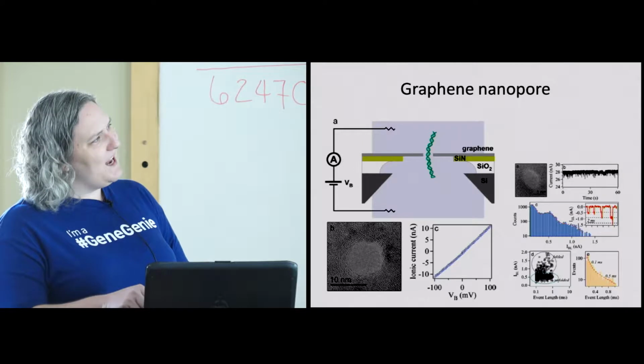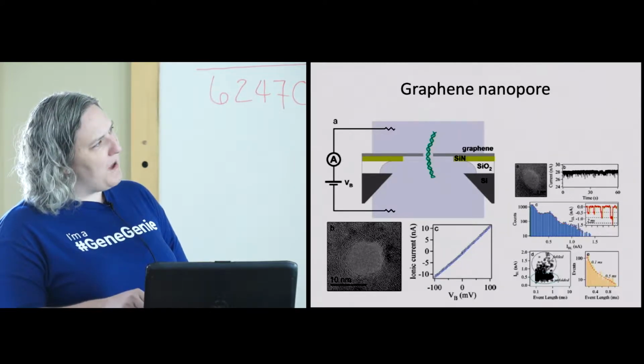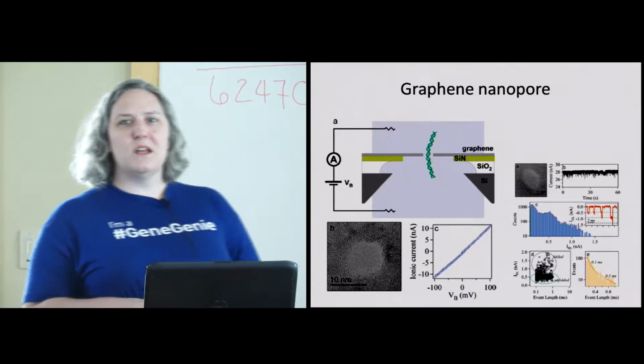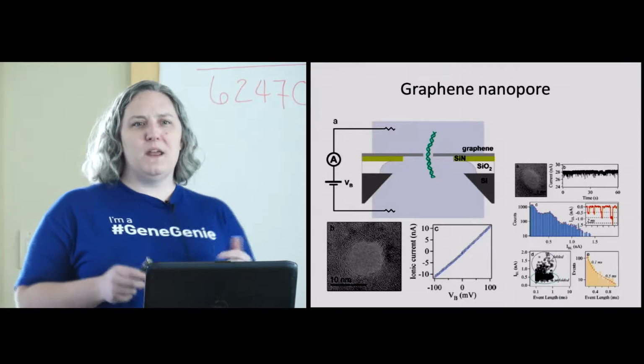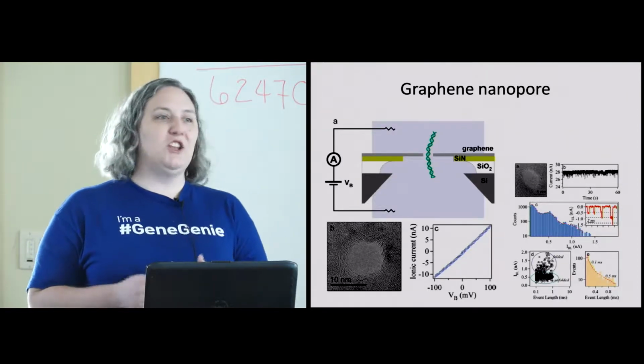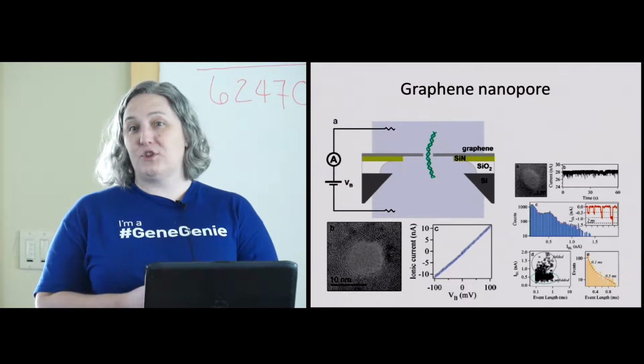So DNA structure has a real major impact on these graphene nanopores. So if the DNA is folded or bent or circular, it changes the way the DNA behaves as it travels through the pore.